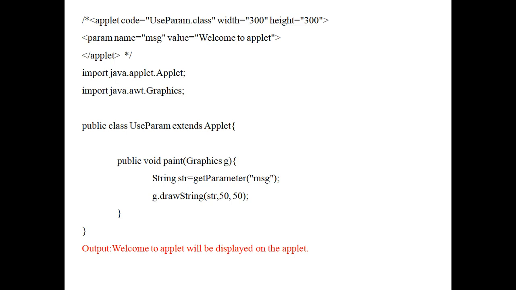Now if you want to display the value of the parameter on the body of the applet, you have to use the drawString method. So g.drawString(str, 50, 50). str contains the value welcome to applet. So at the position 50, 50 on the screen, the string welcome to applet will be printed. So welcome to applet will be displayed on the applet. So this is how you pass parameters to an applet.